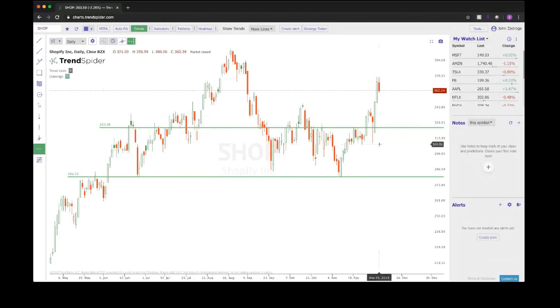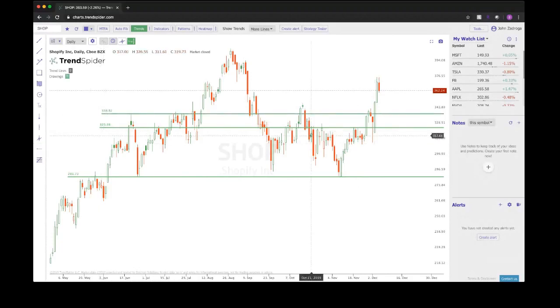Once Shop printed a higher low, so we got 311 here, the low was 320 on the following day. That was an indication that Shop made a higher low. SPX went lower, but Shop didn't on that day. So that was the first indicator that Shop is showing some strength. And for the rest of the day, it ramped up.